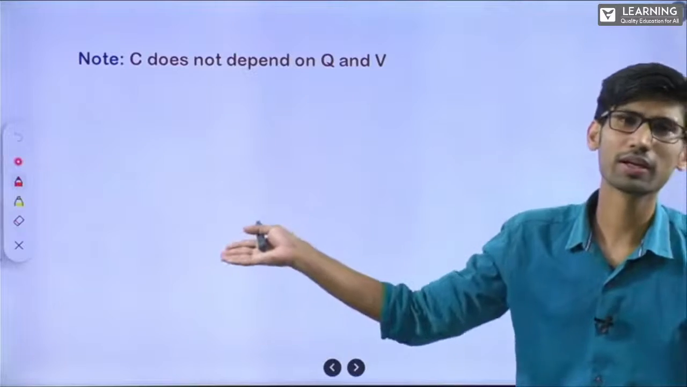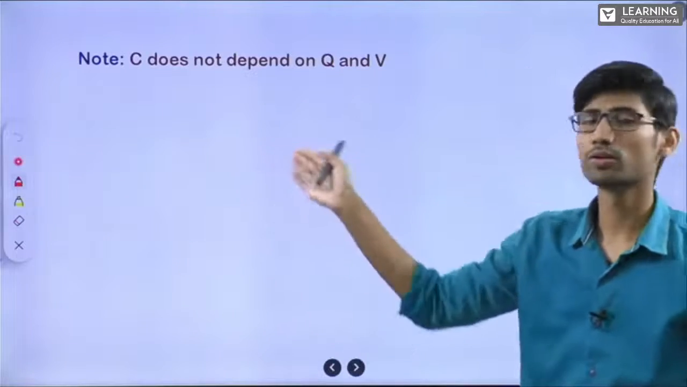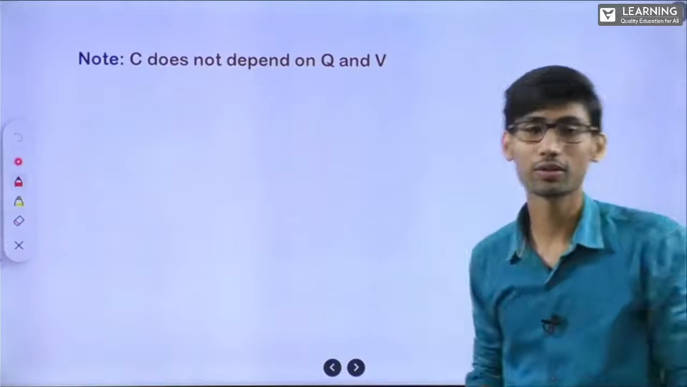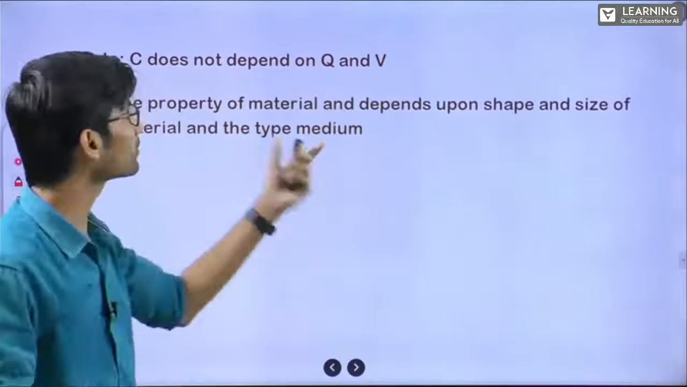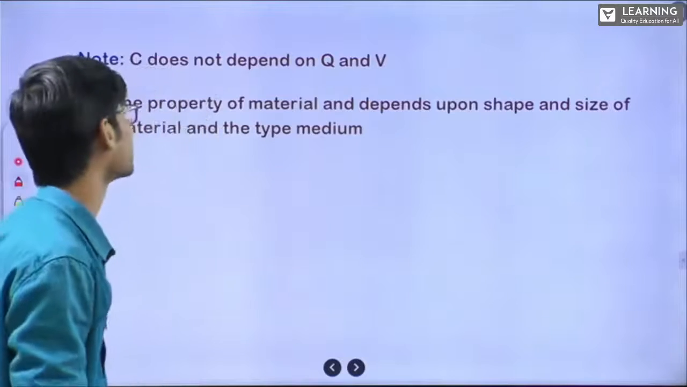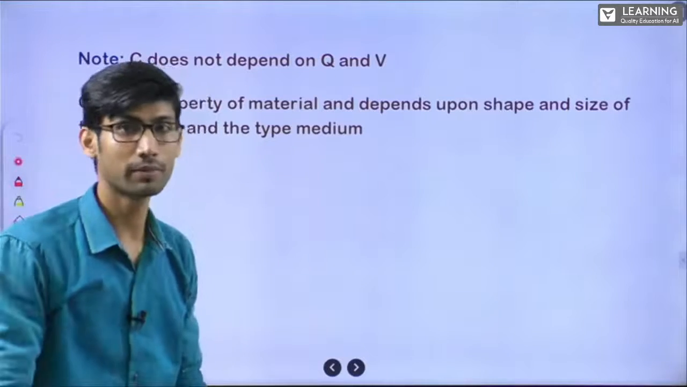Just now again I explained that C is equal to Q by V. Again I am telling, C does not depend on Q and V. C is the property of material and depends upon shape and size of the material and type of medium. Understand?